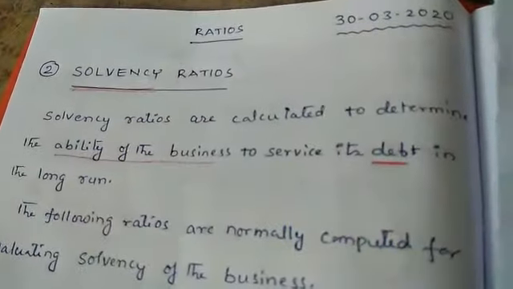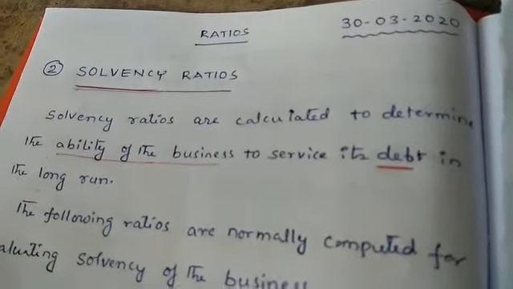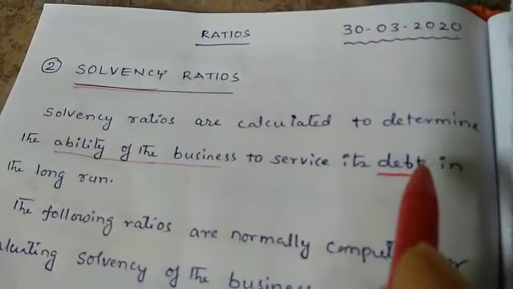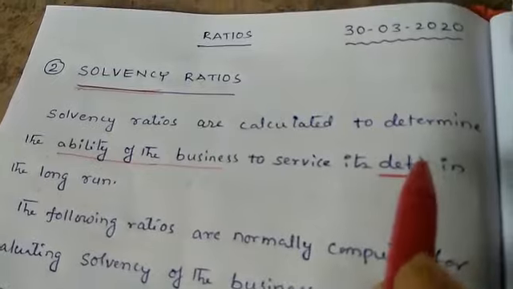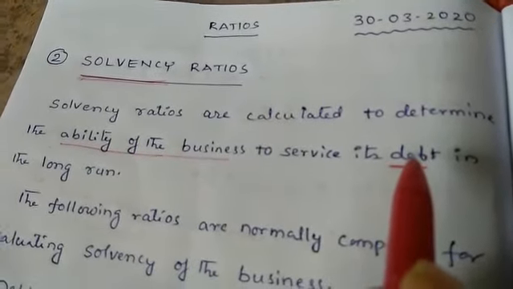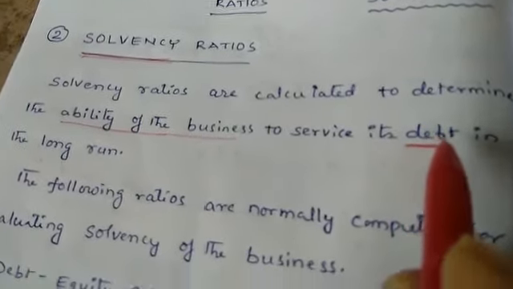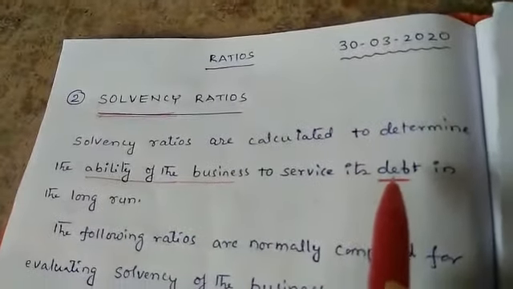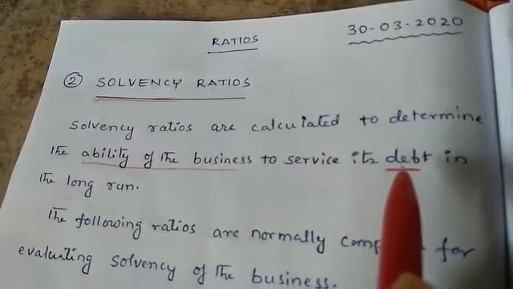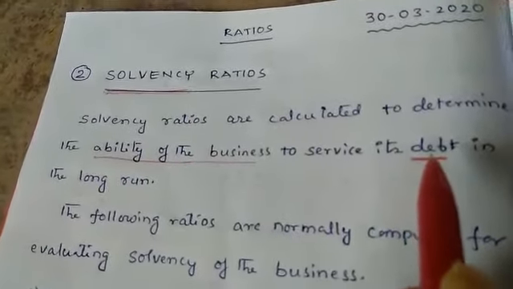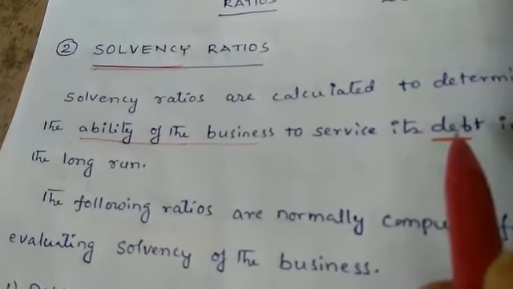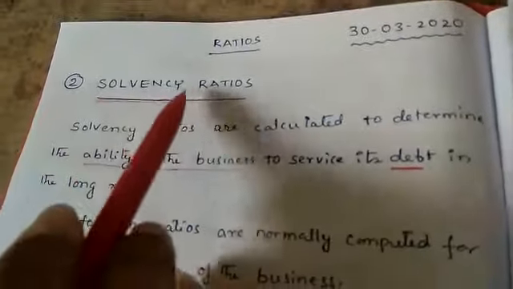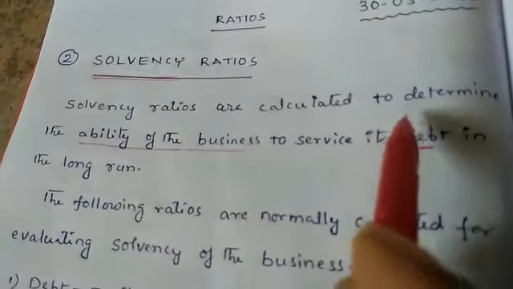On that we have to pay the 10% interest. So the debt is 10 lakhs, but after 1 year we need to pay the principal amount and also the interest amount. Sometimes the business may have that much capability, and sometimes it may not. So that is the reason solvency ratios help to calculate that kind of ability.